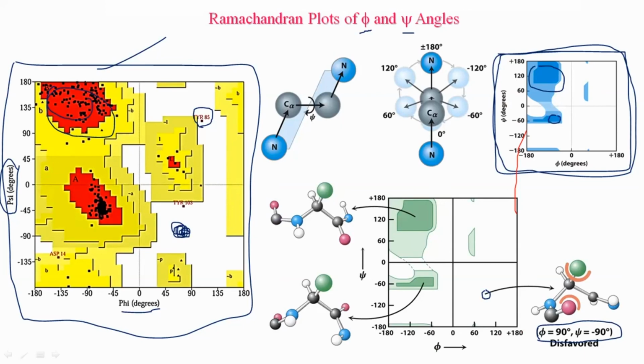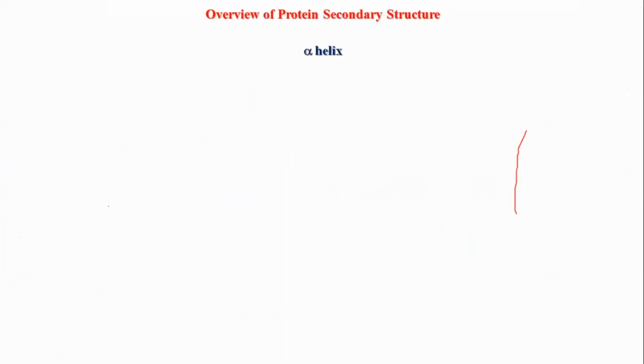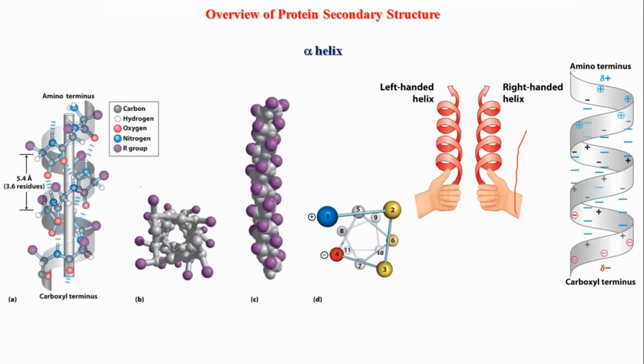How can we say that? By seeing the report, we can say residues falling in this quadrant will be helices. So how can we say that? See, in alpha helices we have the termini from one end to the other end, like this flow. See here, 1, 2, 3, 4.